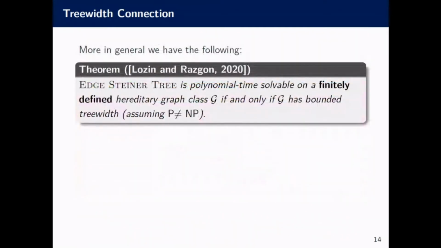More in general, this is a result from Bailosin and Rasgon earlier this year, and it says that Steiner tree is polynomial-time solvable on a finitely defined hereditary graph class G if and only if G has bounded treewidth. So we already had this result for when we forbid two graphs, and they proved that it holds for when we forbid a finite number of them.